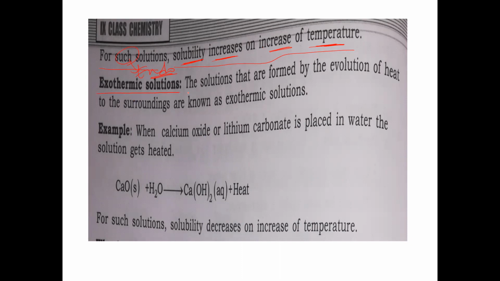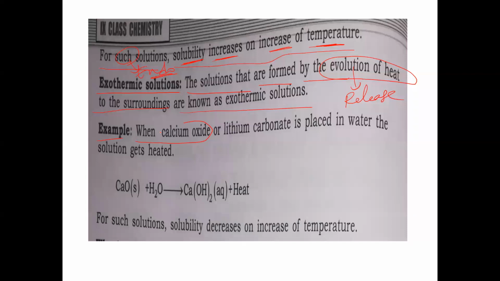And the next type is exothermic solutions. The solutions that are formed by the evolution of heat. Evolution means release. By the release of heat energy, if a solution is formed, that is called an exothermic solution. The heat will be released to the surroundings. So the solutions that are formed by the evolution of heat to the surroundings are known as exothermic solutions.